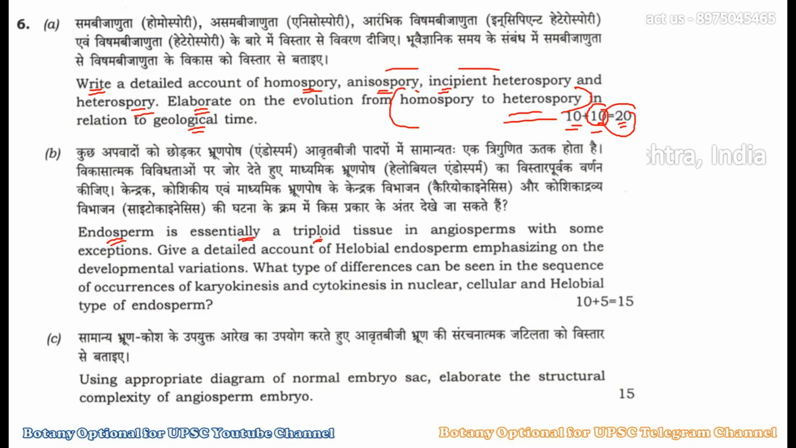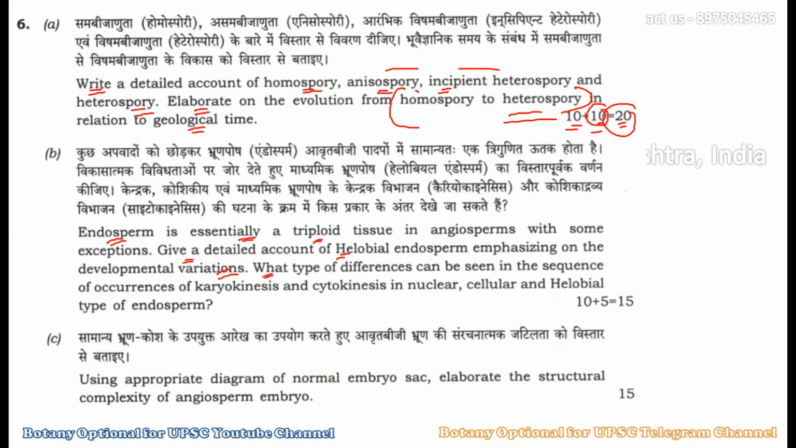We have studied plant growth and development, and in that you have studied how the endosperm is developed and how its nature is triploid, right? With some exceptions, give a detailed account of the helobial endosperm. This is one of the endosperms formed in the angiosperm, and you have to give its account, emphasizing the development of its variation, right?